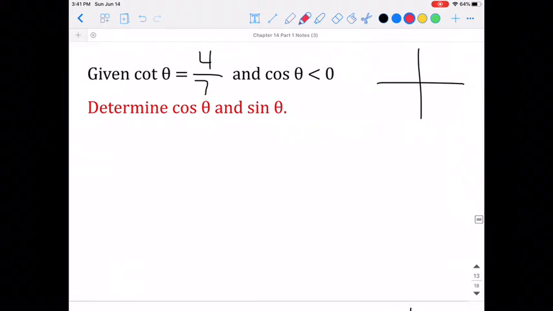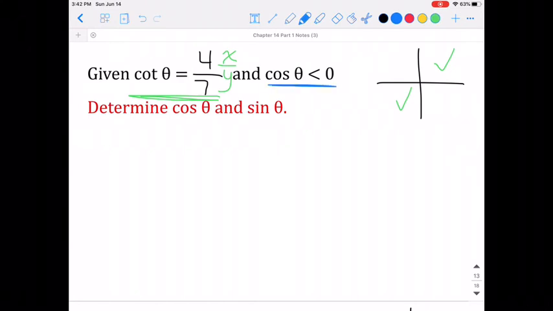So for our next example, we're given that cotangent of theta equals 4 over 7, and cosine of theta is less than 0. So again, we're going to start by determining which quadrant our angle is in. So we have cotangent of theta equals 4 over 7. And remember, cotangent is x over y. So in order to have a positive cotangent, that means either x and y are both positive or x and y are both negative. x and y both positive is quadrant 1. x and y both negative is in quadrant 3. So that's the only way we can get a positive cotangent.